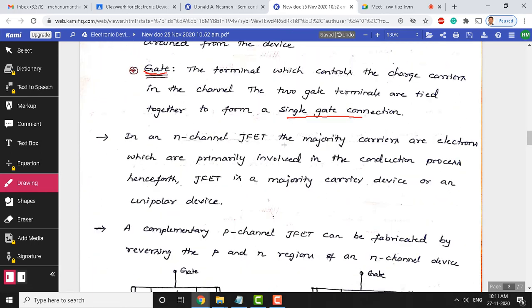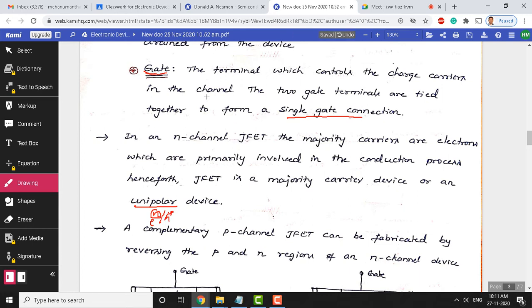In an n channel JFET, the majority carriers are electrons, which are primarily involved in the conduction process. Henceforth, JFET is a majority carrier device or a unipolar device. Unlike BJT, this is not bipolar, this is a unipolar device. That means either electrons or holes are responsible for the current movement. In n type the electrons, and in p type the holes are responsible for the current flow.